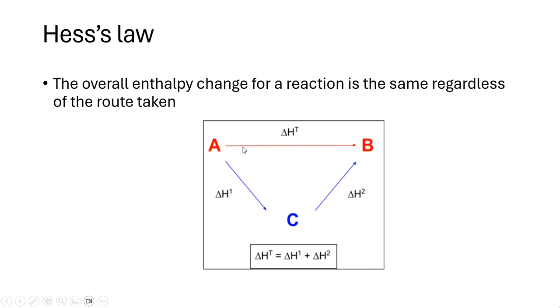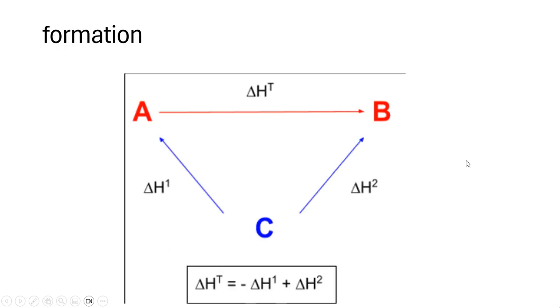Because energy has to be conserved, if I go from A to C and then C to B, it's the same energy as going from A directly to B. So the delta H total, the total enthalpy, is the same as the enthalpy from A to C plus C to B. So that's all this is saying. It's very easy.